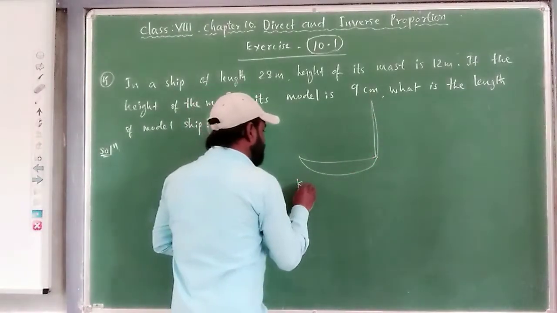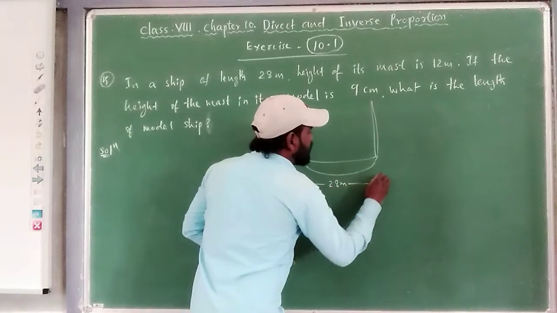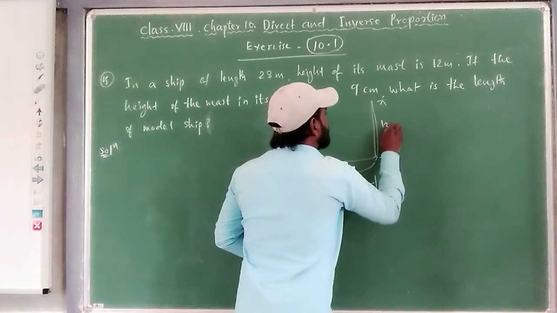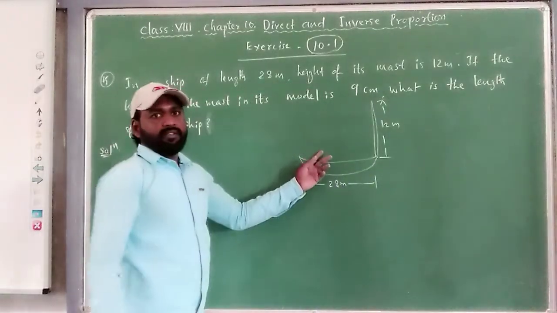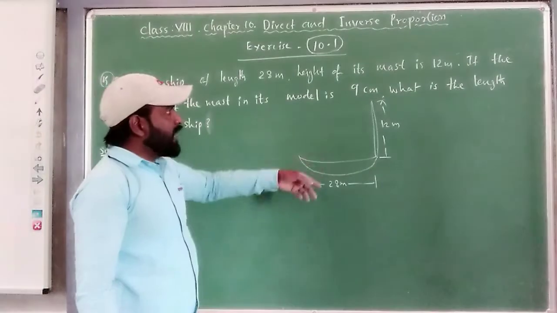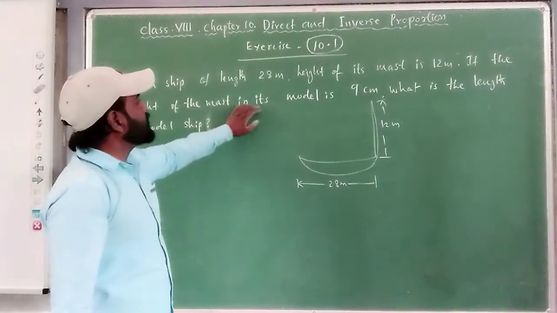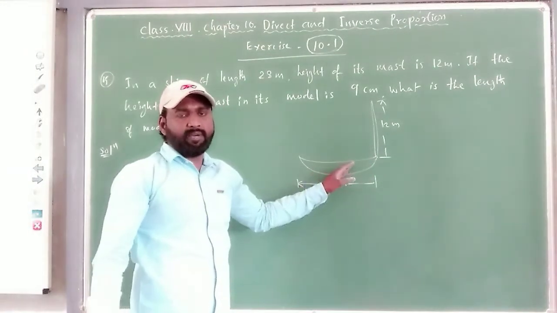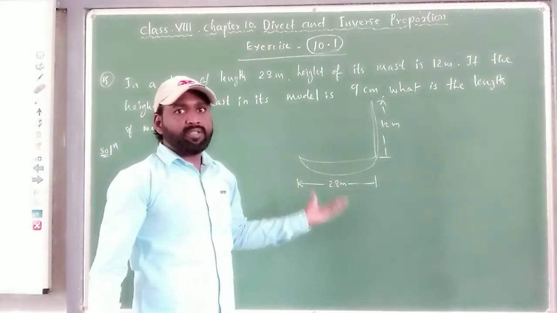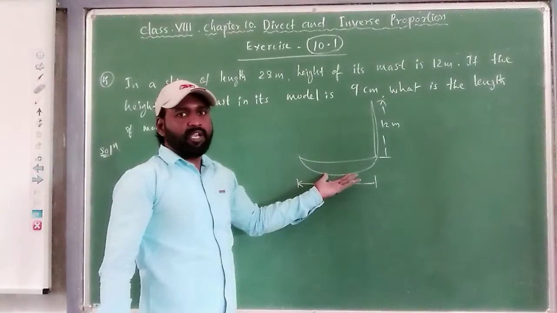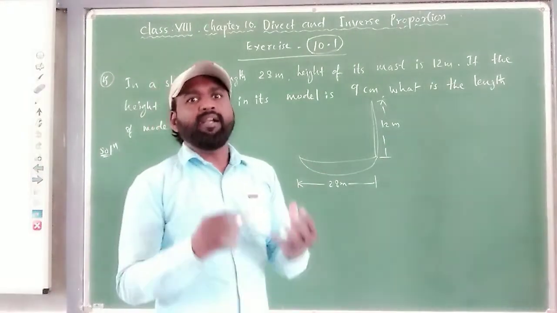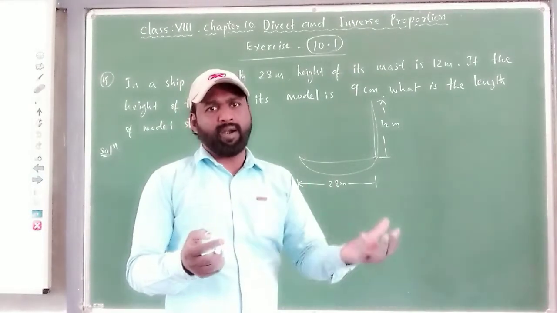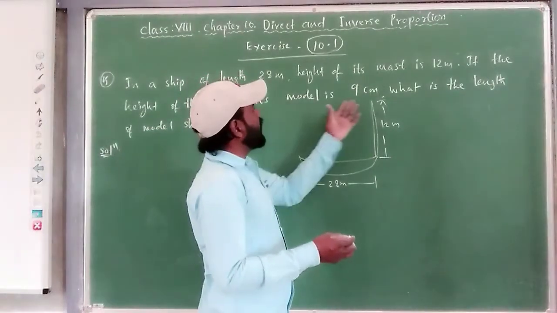If the length of the ship is 28 meters, what is the height of its mast? It is just about 12 meters. This is the given situation in the first condition. Next, these are the dimensions of the original ship. Before we construct the original ship, first the engineers will draw a model of it on a paper. Otherwise, they prepare a model object. So the model measures are given.